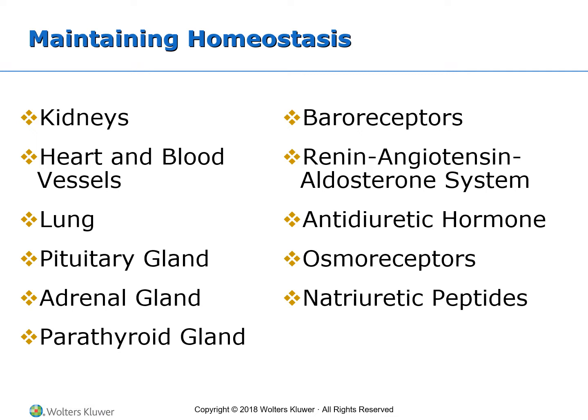The heart and blood vessels play a part. The heart pumps, which circulates the blood through the kidneys, which allows urine formation and allows that glomerular filtration to occur. The lungs play a major role in acid-base balance, and we will talk about that whenever we get to that part. The pituitary gland stores and releases ADH, or antidiuretic hormone. The adrenal gland secretes aldosterone, which affects the amount of sodium and potassium that is either retained or lost. The parathyroid gland will regulate calcium and phosphate balance through the parathyroid hormone.